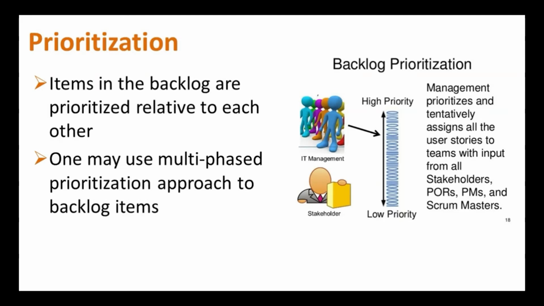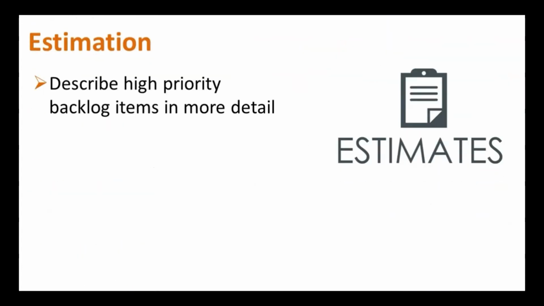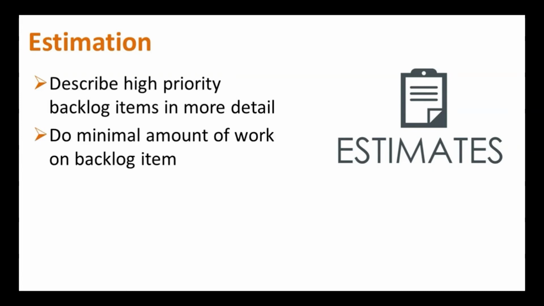One may use a multi-phased prioritization approach to backlog items. What does this term mean? It means initially you may prioritize things as per epics, and then once you get into an epic, you may prioritize the stories associated with the epic. Then you must describe the high priority backlog items in more detail, including their estimation. But you should not do much work on the lower backlog items. That means only focus on items at the top of the backlog, not at the bottom of the backlog.